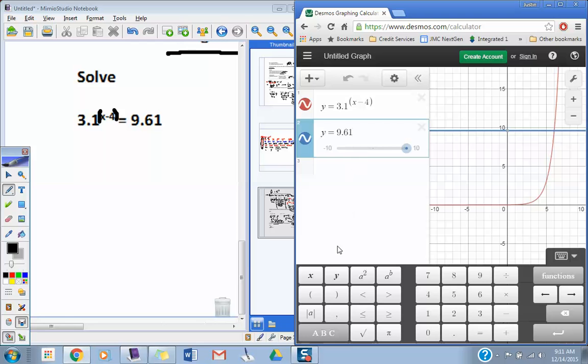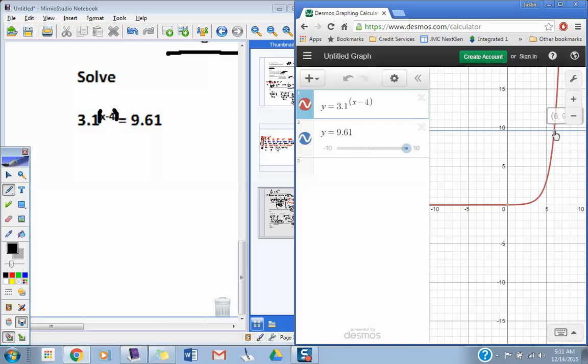Okay? Do these cross anywhere? Cross right there, don't they? And it looks to me like that point is negative 6 comma, I'm sorry, positive 6 comma 9. Okay? Now we're trying to find the x value in this. So what's the x value there?